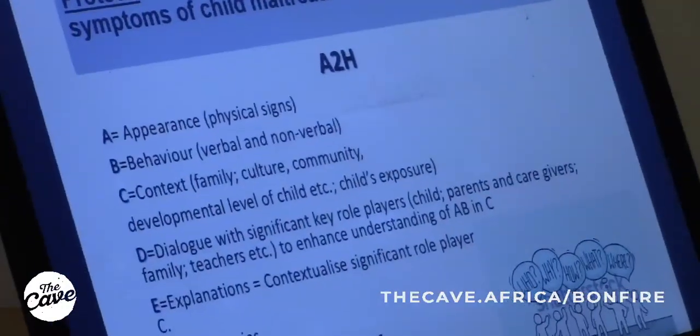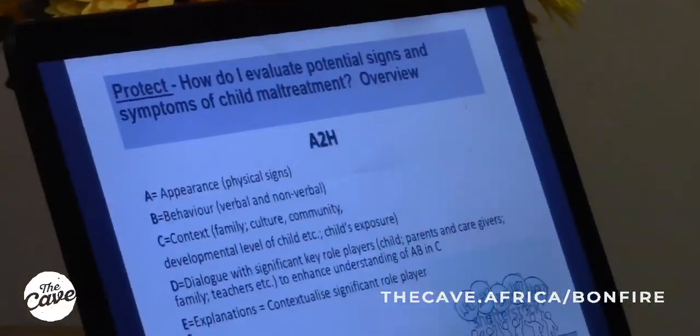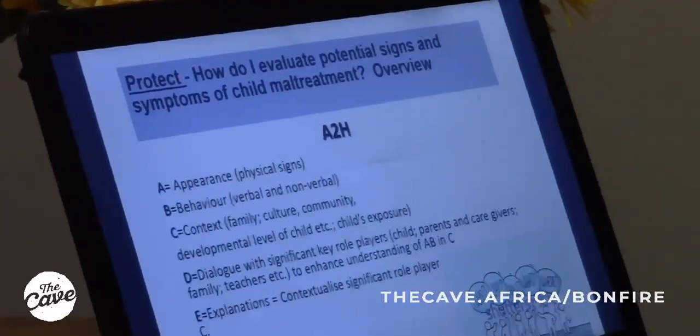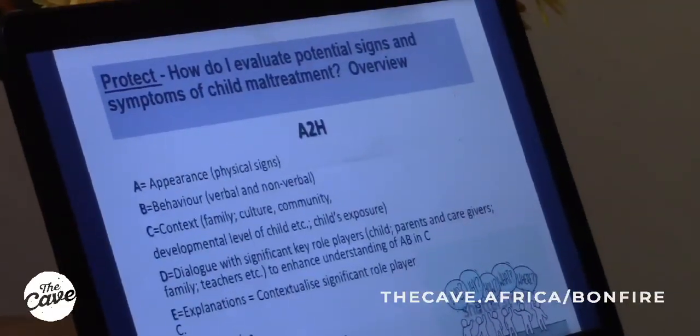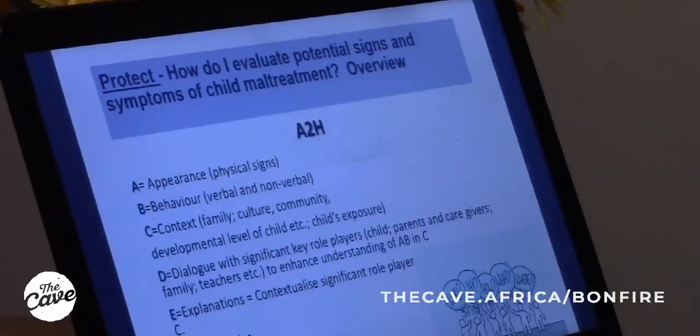And then the D stands for dialogue. Often, significant key role players are the parents. The child will always be a significant role player that needs to be consulted, that there needs to be dialogue, communication with the child, parents, caregivers, families, teachers, etc. So the reason for the D, the dialogue, is that what was picked up in terms of appearance and behavior needs to be explored with significant others in order to understand it in the context.